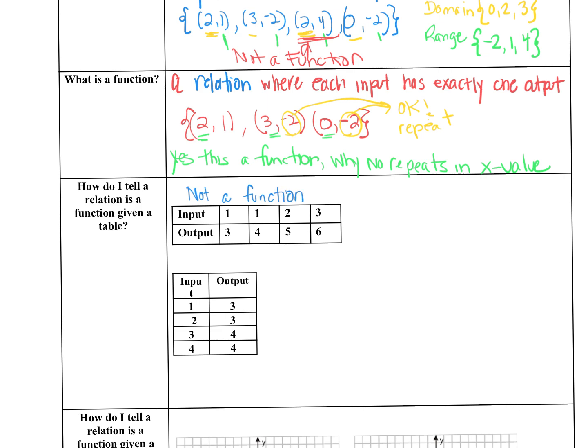Okay. Let's look at this one here where we have input values 1, 2, 3, 4, and output values. To judge whether or not it is a function, we look at the inputs, 1, 2, 3, 4. Since those are unique, this is a function. So how do we tell when a relation is a function given a table? We're going to look for repeats in the x value.